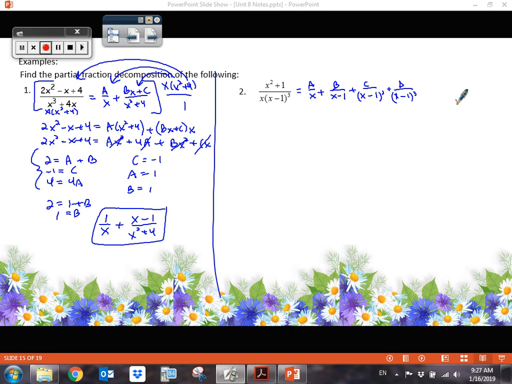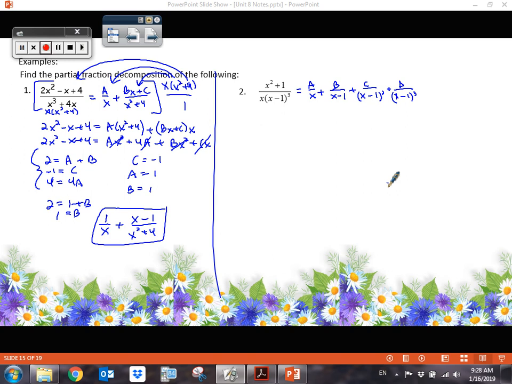Once I have it broken apart, okay, so yeah, let's talk about that. So the cx plus d, the ax plus b, those are over irreducible quadratic factors. Irreducible quadratic. This is a linear factor that's simply repeated. The factor itself is x minus 1. That's the factor. That's linear. And it's simply repeated. It's repeated 3 times. So no, we just need single letters over this.